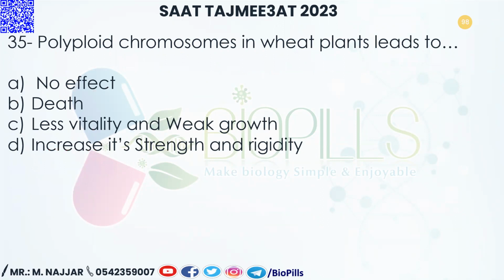Polyploid chromosomes in wheat plants lead to polyploidy. Polyploidy means there is more than one chromosomal set, not 1N, not 2N, it's more: 3N, 4N, 5N, and so on. In plants, it promotes vigor, increasing the plant's strength and rigidity. It is desirable, but in humans, it's lethal.